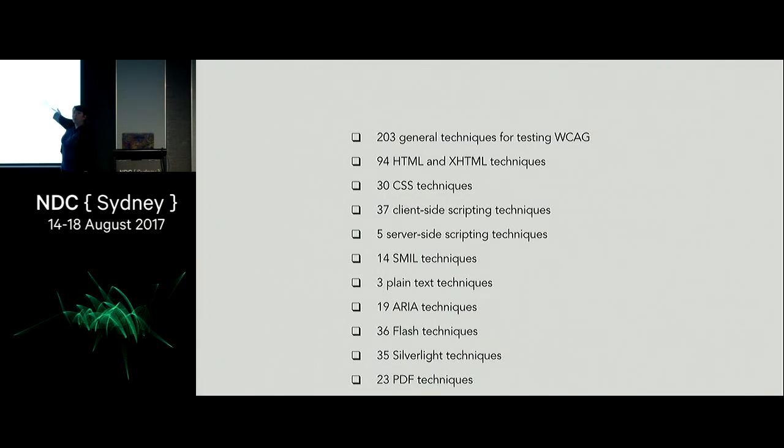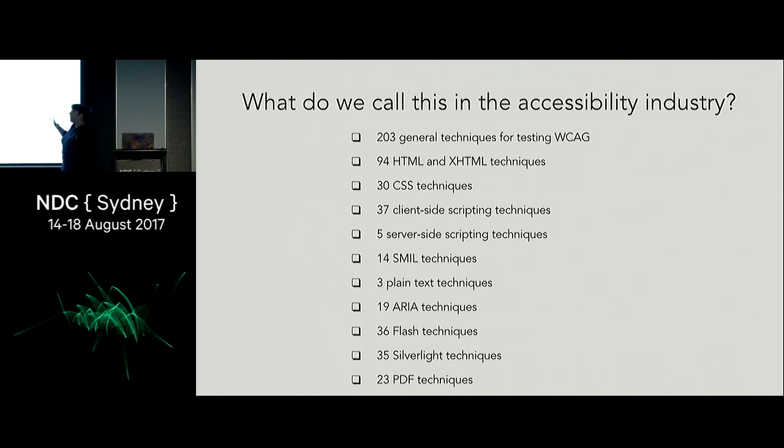And then I went online, because that's what we do as web professionals, and I found there's 203 general techniques for testing web content accessibility guidelines. And then, there's client-side scripting techniques and plain text, ARIA, Flash, if anybody's still using that, Silverlight, if anyone's still using that, PDF, why do we want to use PDFs? But you know what we call this in the accessibility industry?